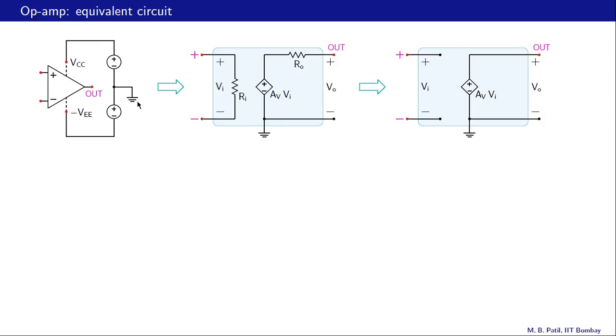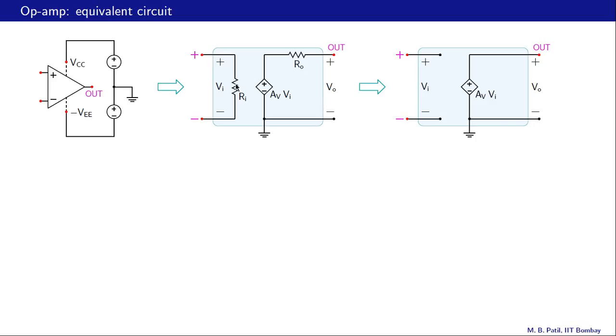Now let us look at the equivalent circuit of the op amp when it is operating in the linear region, and we will look at what we mean by linear region very soon. So here is the equivalent circuit, and you notice that its simplicity is really striking as compared to the internal circuit of the op amp that we saw in the last slide. All we have is three components: this resistance, this voltage controlled voltage source, and this other resistance.